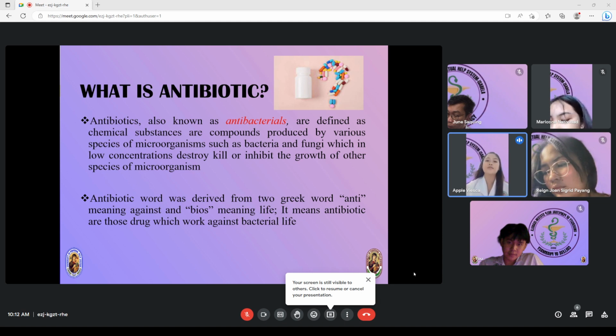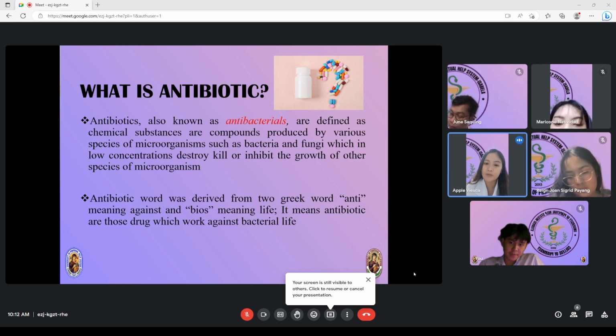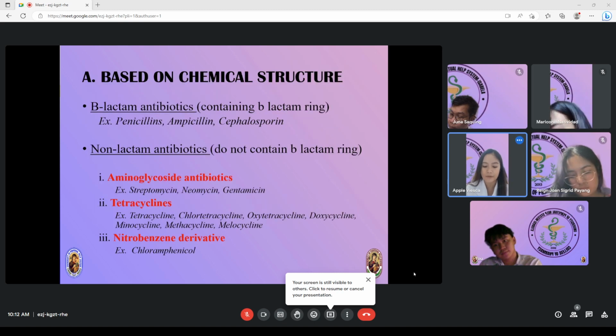Antibiotics, also known as antibacterials, are defined as chemical substances produced by various species of microorganisms such as bacteria and fungi, which in low concentration destroy, kill, or inhibit the growth of other species of microorganisms. The word antibiotic was derived from two Greek words, anti meaning against and bios meaning life. It means antibiotics are those drugs which work against bacterial life.